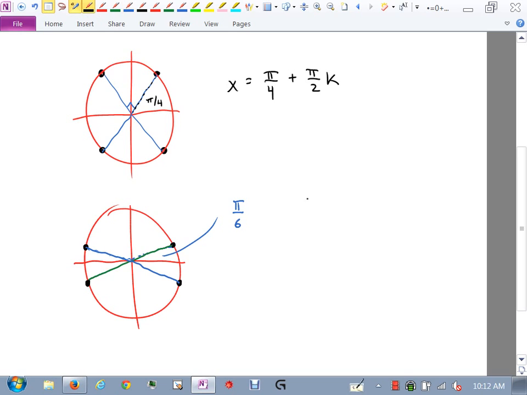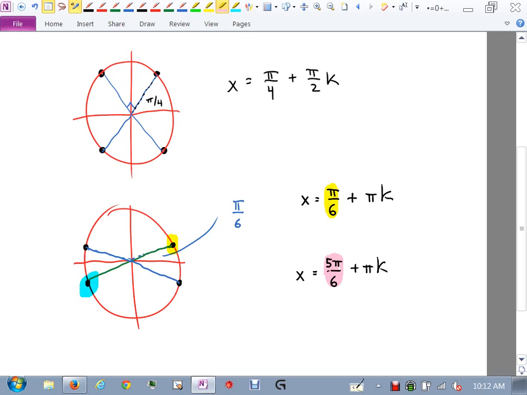One of them would be x is pi over 6, which would be this point, and then plus pi k. And that would knock out both of these. Pi over 6, start here and add pi k. And then you have to do these two. So what's that angle? Pi over 6 plus pi k again. See, no way around that one. You have to do 2.